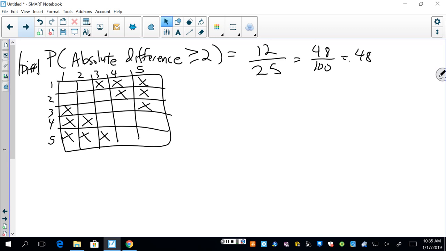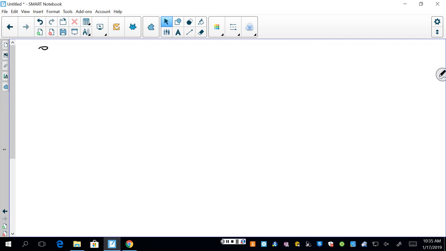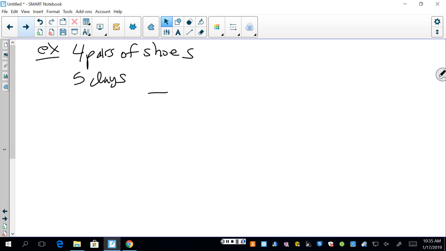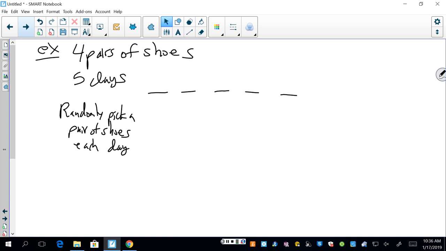Now, you can go beyond 2. Right? You can do this as many times as you want. So, for example, let's say I have 4 pairs of shoes. I'm going to work 5 days in a row, and I just randomly pick a pair of shoes each day. I'm not concerned about wearing the same one every single day or alternating. I'm not matching it to anything. I'm just randomly picking these.